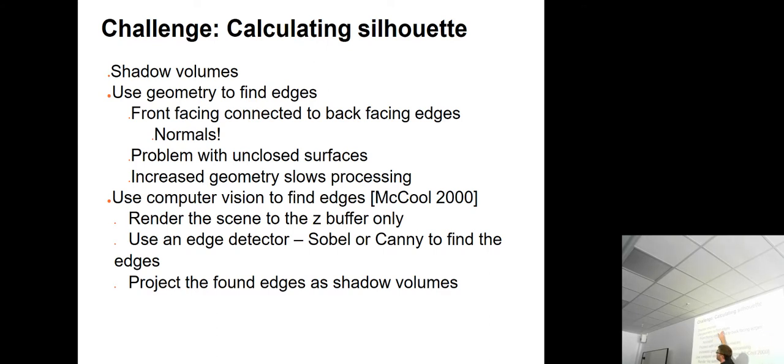Unclosed surfaces are hard to handle, because the thing that you need to know to calculate shadows is the edges. If you have an unclosed surface, it's very hard to determine the edges. And it slows down considerably with a large number of edges or richer geometry: the more edges, the more processing is necessary, and that is the critical aspect from a performance point of view.